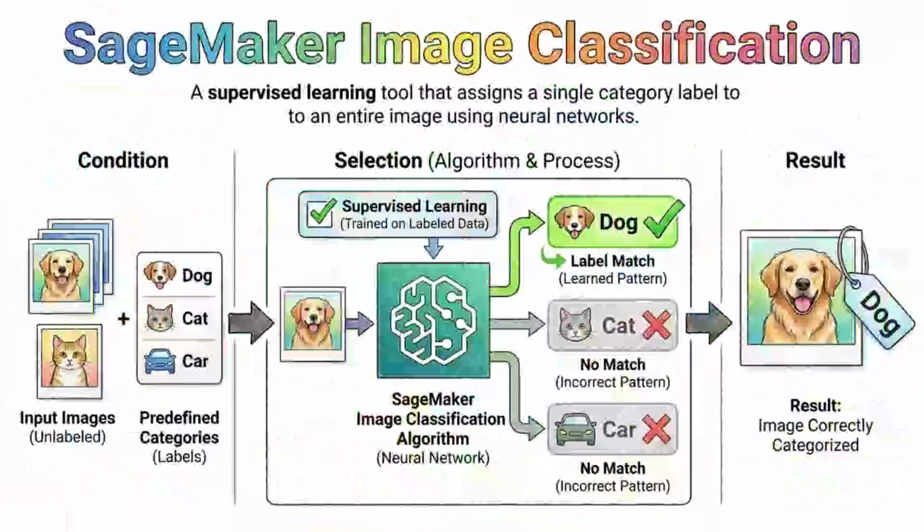Now let us shift our focus to computer vision, which is the fascinating field of teaching computers how to see and understand digital images. The SageMaker image classification algorithm is a heavily tested supervised learning tool used to assign a specific category label to an entire picture. For example, if you feed it a photograph of a dog, it will mathematically analyze the pixels and boldly declare that the image belongs in the dog category. It uses complex artificial neural networks under the hood, but SageMaker packages it so beautifully that you do not need a PhD to use it effectively.